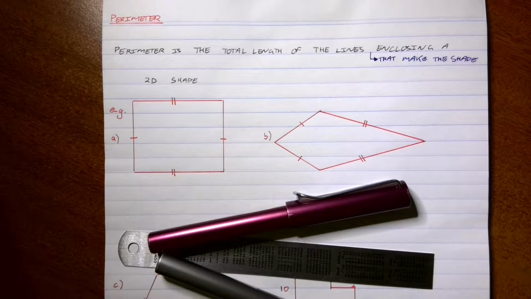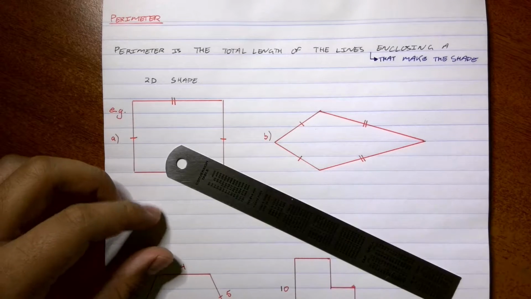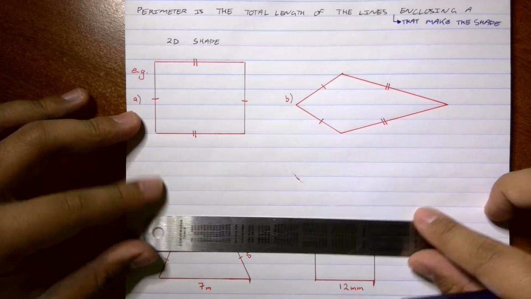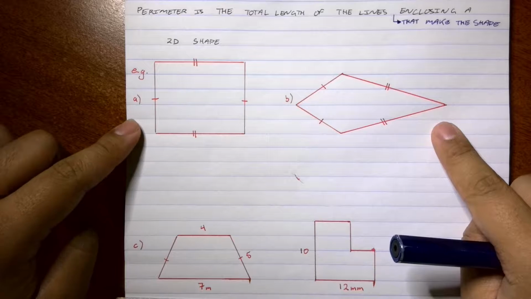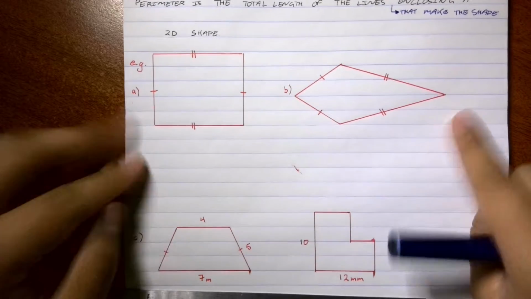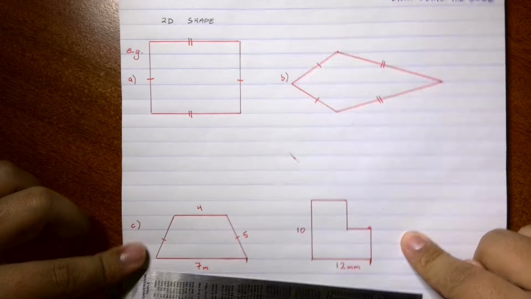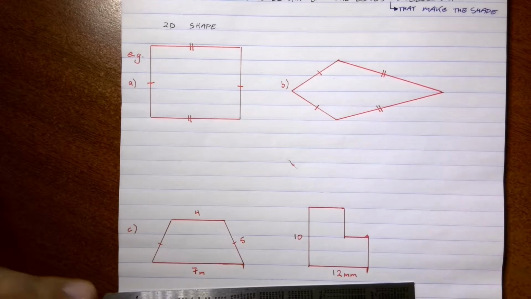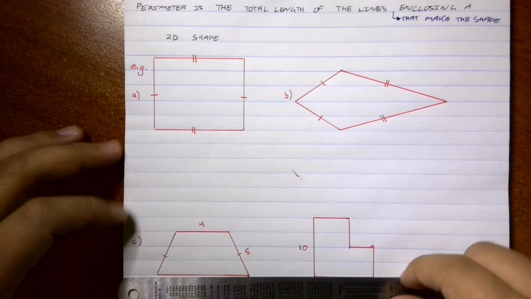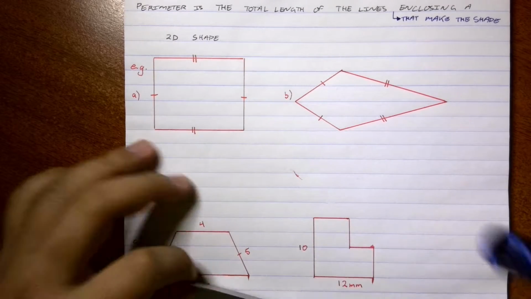So let's get into it here. Let's get straight into it. I have two types of examples here. One where there is a measurement needed, meaning we have to measure it ourselves. And in this one here, we are told the measurements and we have to work with the numbers that we are given. So let's start first with this rectangle here.